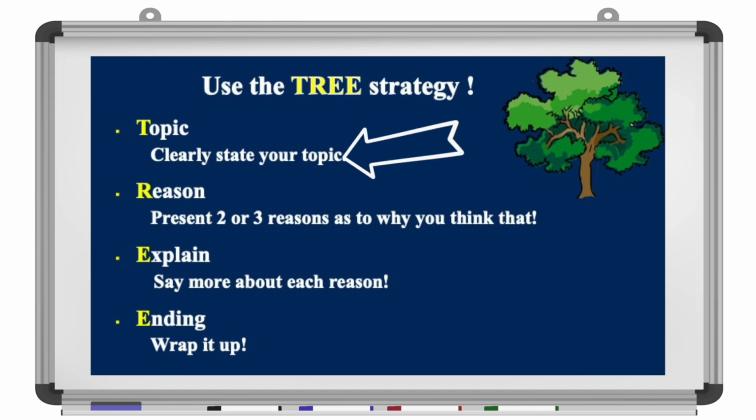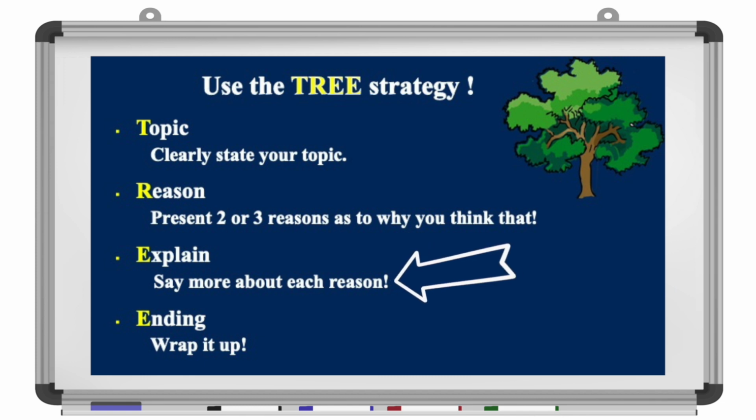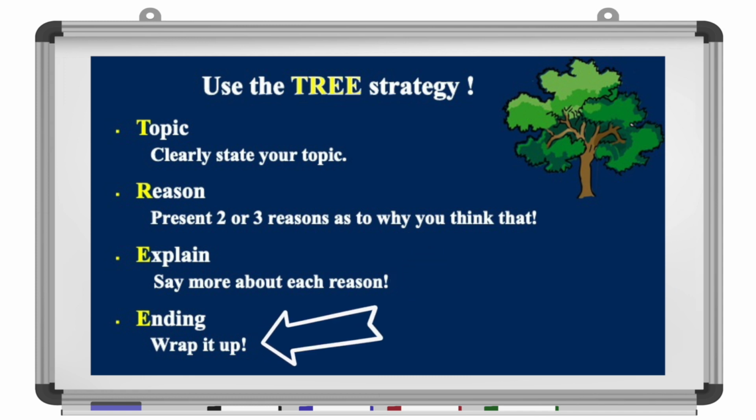Topic: you have to clearly state your topic and then mention two or three reasons why you chose this opinion. And then explain furthermore, write more about the reasons you provided. You gave me good reasons, but I need you to explain more and convince me, persuade me more. And then you have to end this essay.